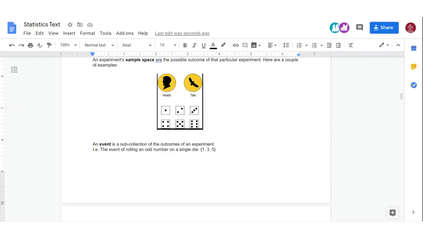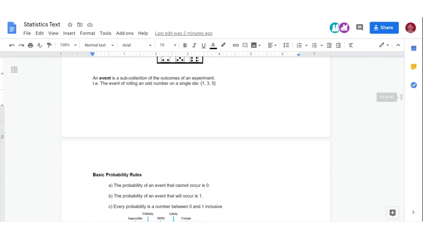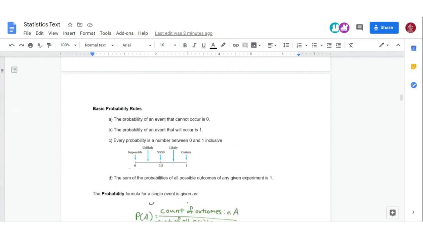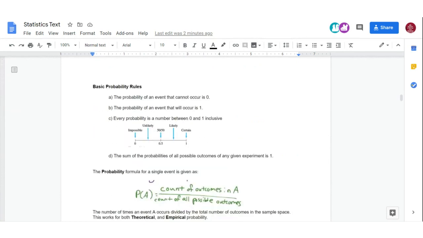All right. Now, an event is just a sub-collection of the outcomes of an experiment. So for example, if we're talking about the rolling of a die, we could say an event like odd number or even number, or numbers greater than 3, or just a single number like 5 or 3. And so with those definitions, we can build basic probability. We'll see the definition in a minute, but let's look at the basic probability rules.